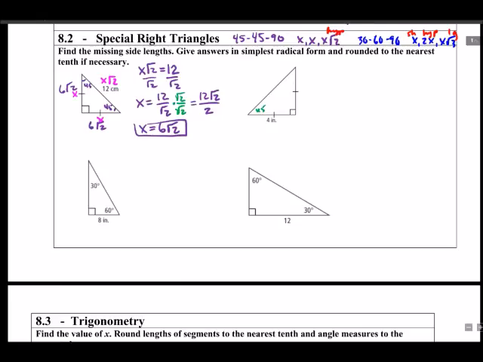45, 45. It's isosceles, so it has to be 45, 45, 90, which means we are going to label x, x, and hypotenuse is x root 2. And for this one, we know that x equals 4. So this side is 4 inches. Ooh, we should put centimeters on these.